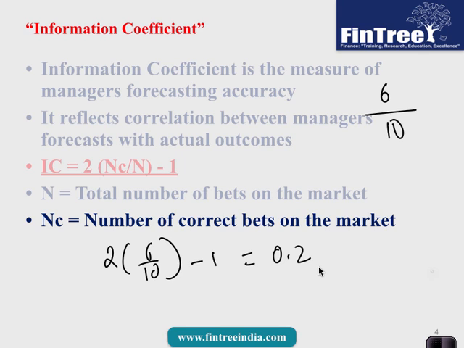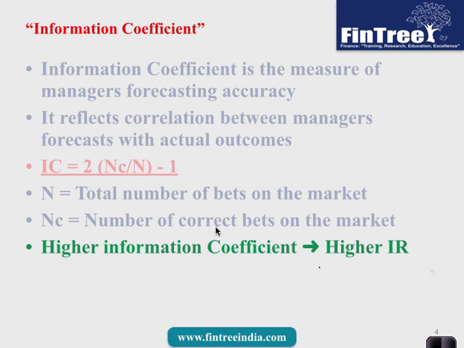So for the rest of the reading, we would simply be reading this information coefficient as the skill of the manager. A higher information coefficient means the manager is more skillful in being able to take smarter bets on the market. Are we fine here? Okay. Write down this part. Higher information coefficient is equal to higher information ratio. And that makes sense, because the more skillful the manager, the higher is going to be the information ratio. Are we fine here?